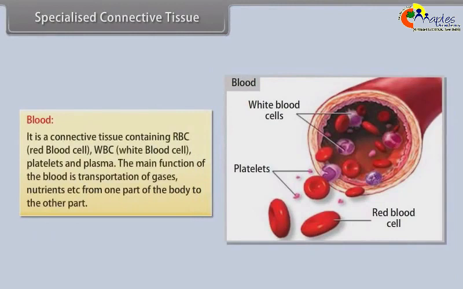Blood is a connective tissue containing RBC, that is, red blood cells, WBC, that is, white blood cells, platelets, and plasma. The main function of the blood is transportation of gases, nutrients, etc. from one part of the body to the other part.